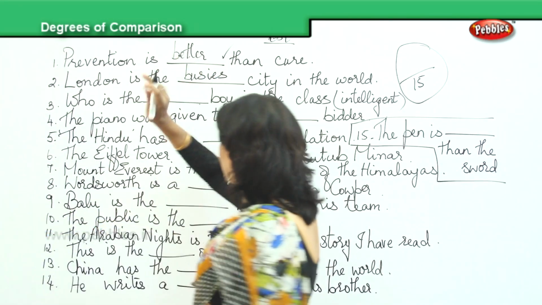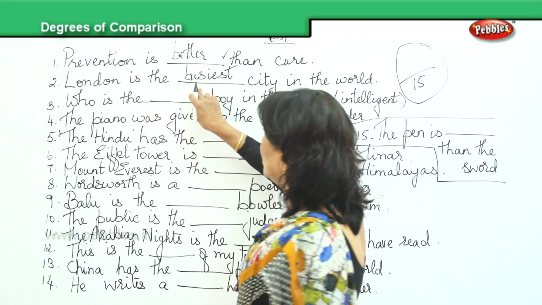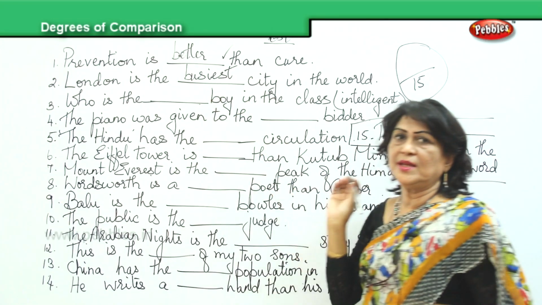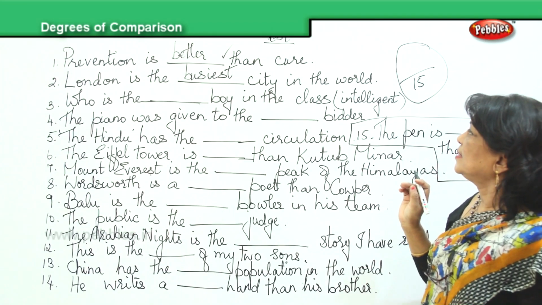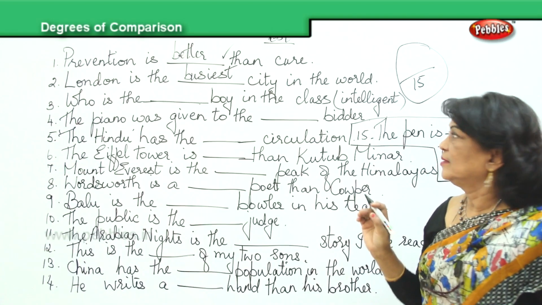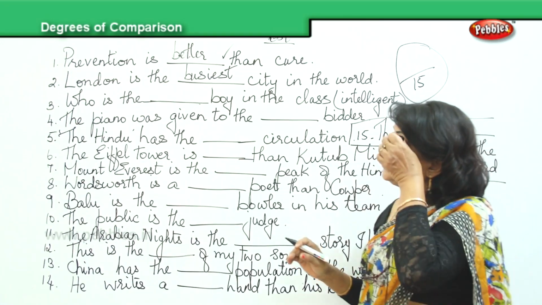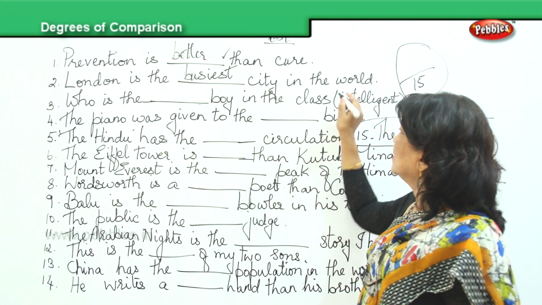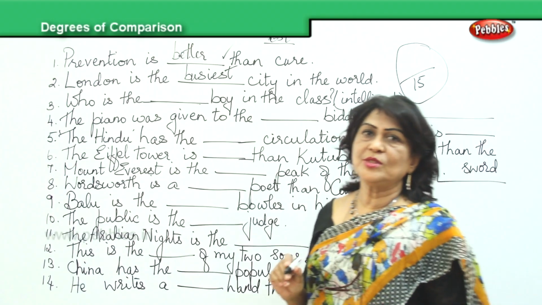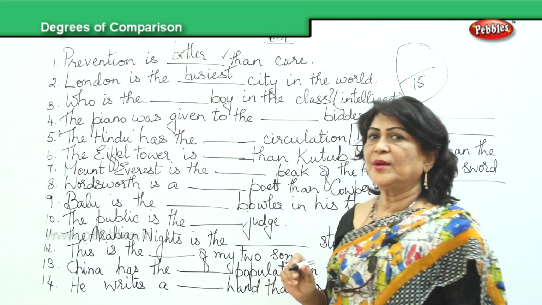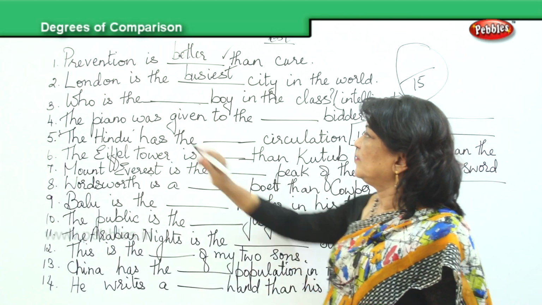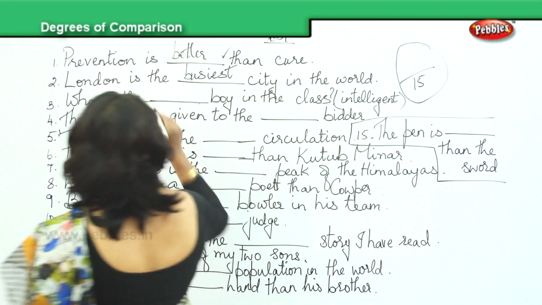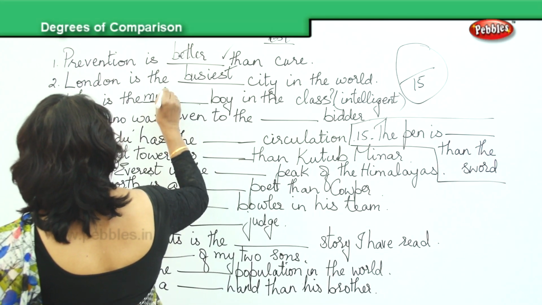Now, BUSY is the positive degree. You change Y into I and add EST. London is the busiest city in the world. Next one, you have to use intelligent here. Who is the dash boy in the class? You have to use intelligent. For comparative degree or superlative degree, now you have THE. So what would you write there? Who is the most intelligent?